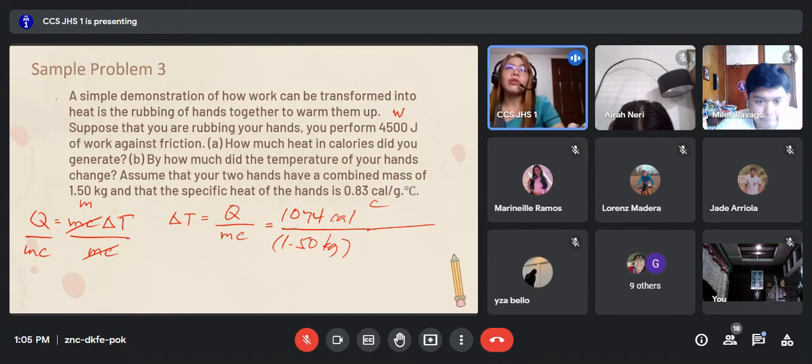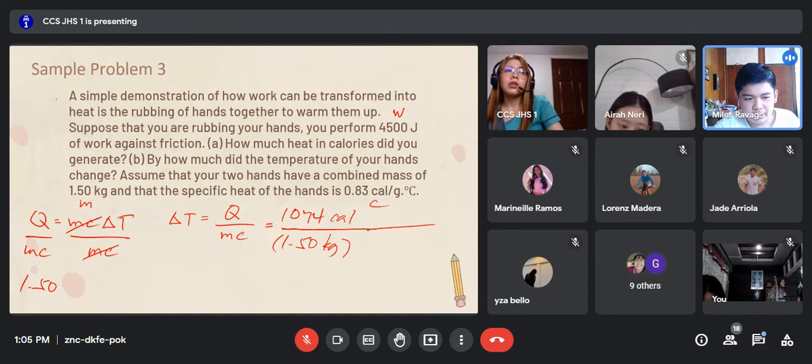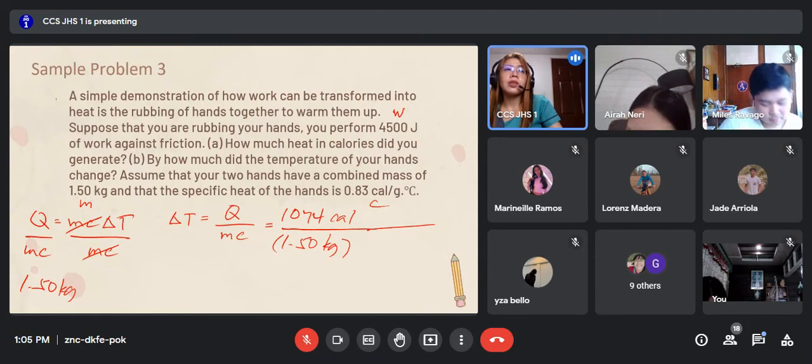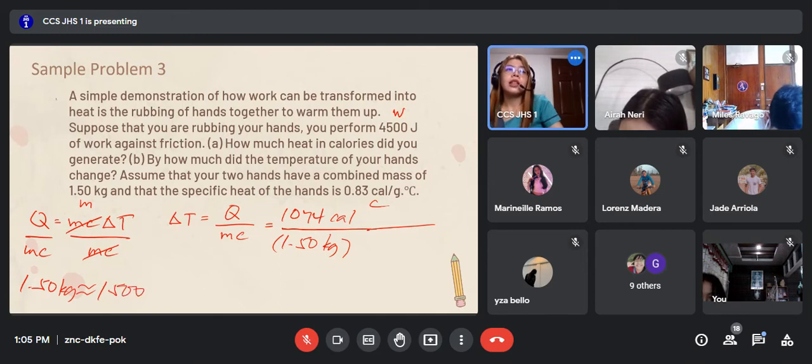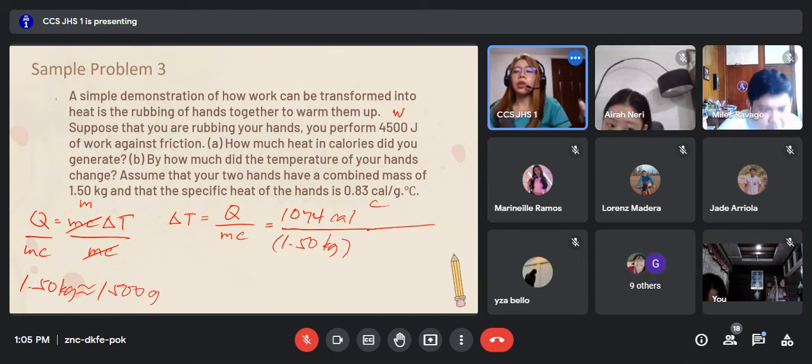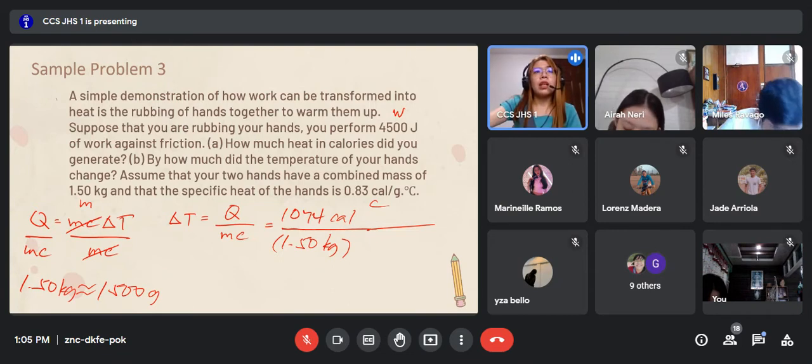Naka-kilogram. So, we need to convert that to grams, para ma-cancel out siya. So, pila man? 1.50 kilogram, 1,500 grams. Multiply by 1,000. Okay. Times lang sa 1,000. So, it becomes 1,500 grams. For a while lang ha, let me erase.